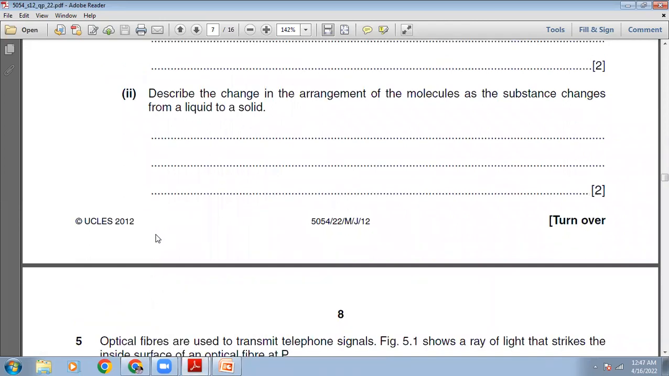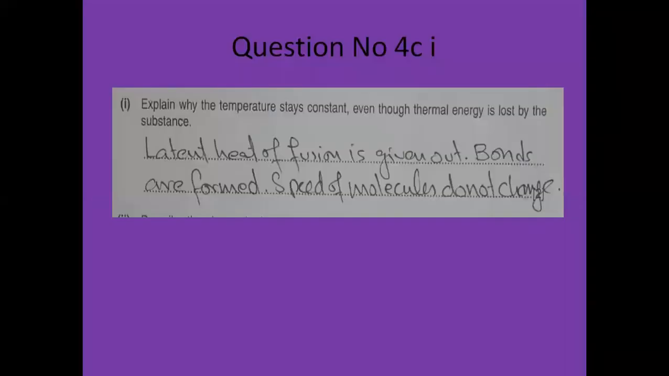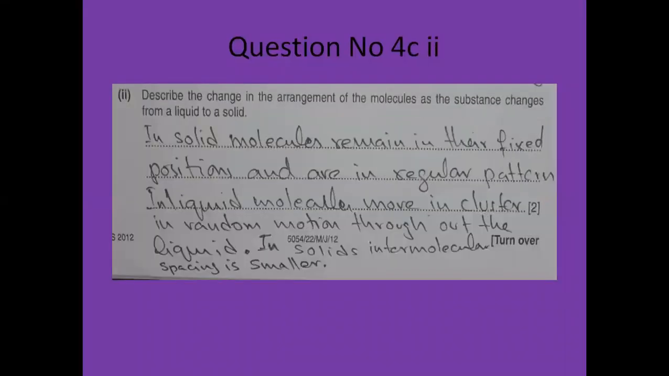Describe the change in the arrangement of the molecules as the substance changes from liquid to solid. So we have to tell the difference in the arrangement of the molecules in the liquid and the solid. In the liquid state, the molecules are moving randomly. They are not in regular patterns. In solid, molecules remain in their fixed positions and are in a regular pattern.